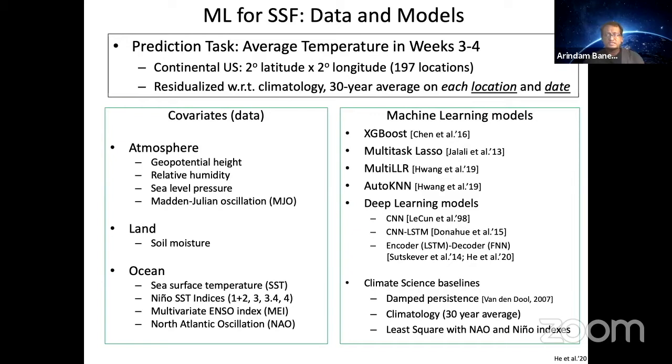So damped persistence, which is from this beautiful book on short-term climate forecasting by Van den Dool. Climatology, as I said, and something simple like a least squares using the NAO, the North Atlantic oscillation, and the NINO indices. This is something simple you can quickly run and see how well it performs. So we're going to look at the results.